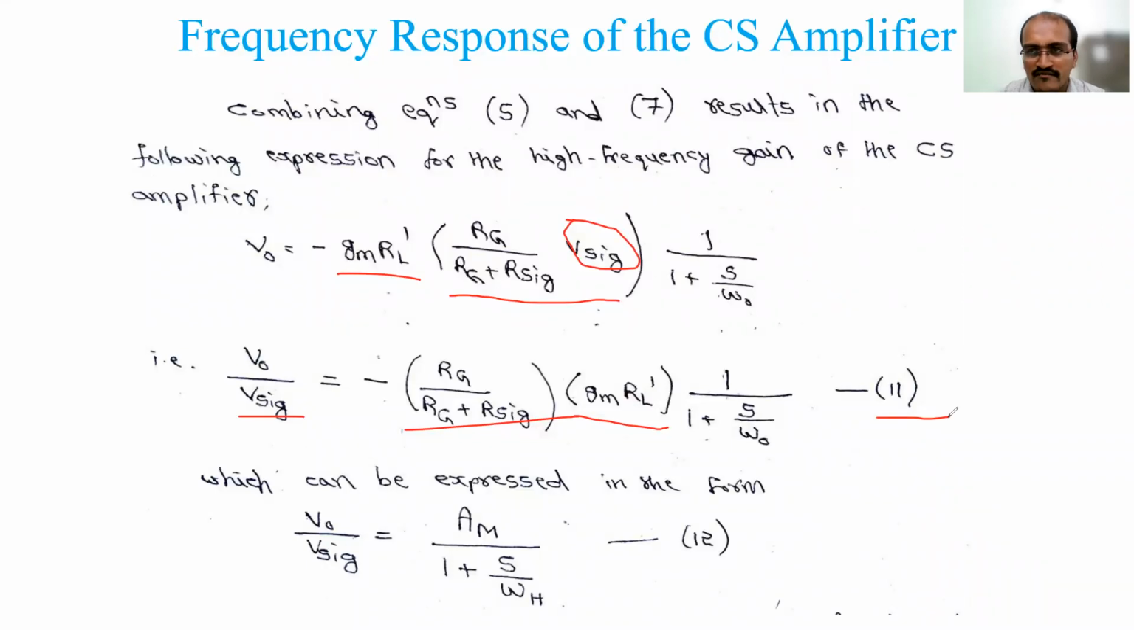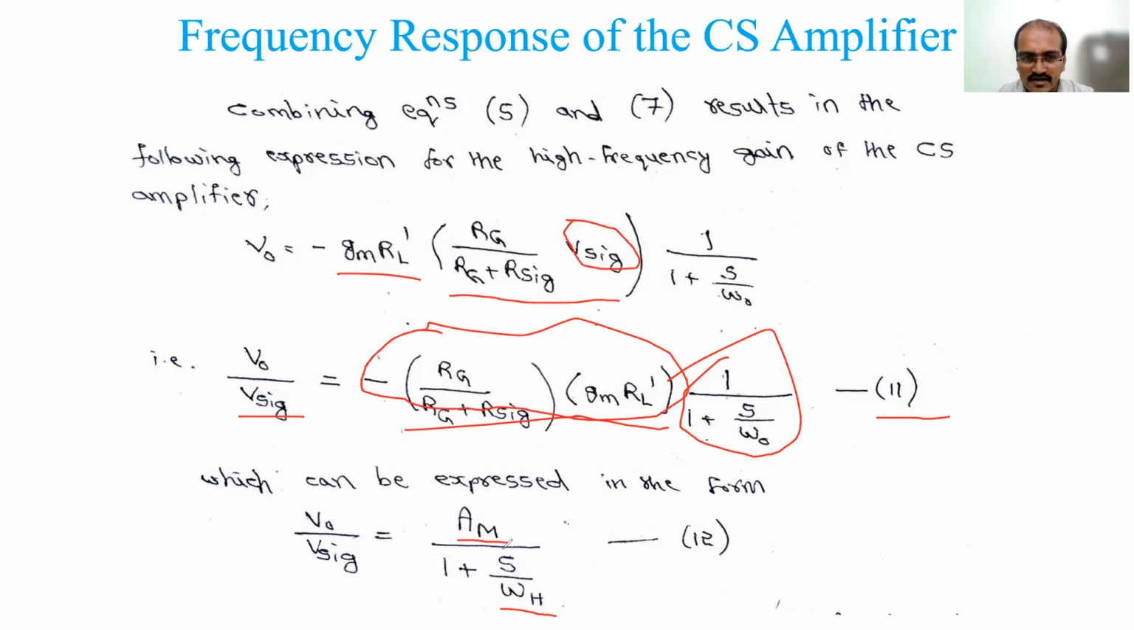So we now have V naught by V signal, which is my overall voltage gain, and it can be expressed in the form V naught by V signal equal to AM divided by 1 plus s by omega H. This term we have not touched; it is there as it is. I have just replaced omega naught by omega H. Whereas this complete term, from equation 1 which we took at the very first, is nothing but AM, the mid band gain we have expressed.